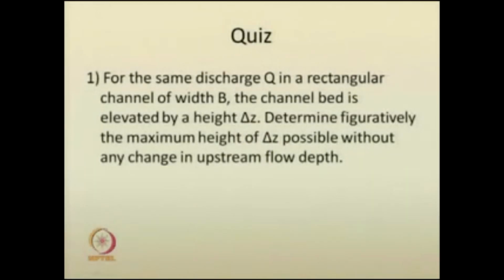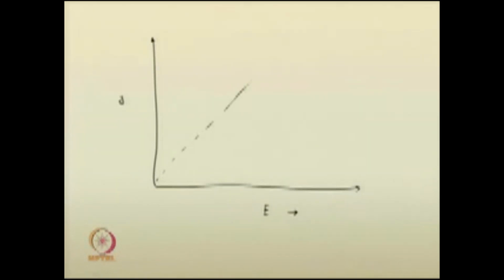So, the solution for the first question of today is, you can just draw a specific energy versus depth curve, with the 45-degree line where depth of flow and specific energy are the same. You are just drawing a specific energy versus depth curve like this.